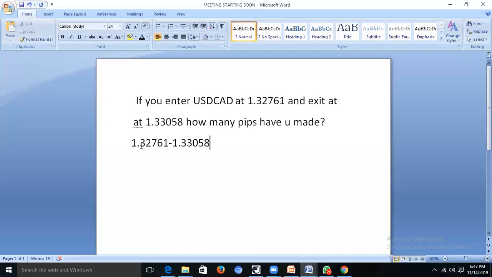These are called parameters. You're going to find them on the chart. So once you do this, you say, okay, what is equal to this? Now you bring your calculator and enter these numbers: 1.32761 minus 1.33058 equals. It will automatically give you a figure that looks like this. It's going to be 0.00021.